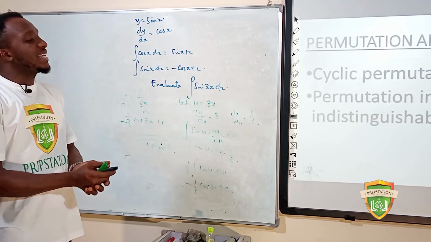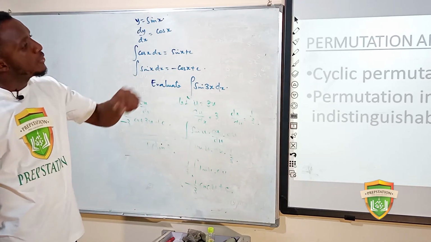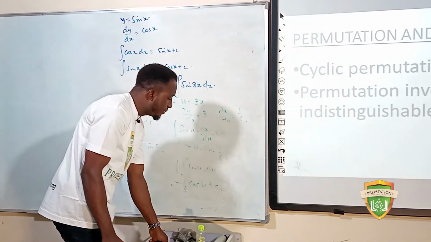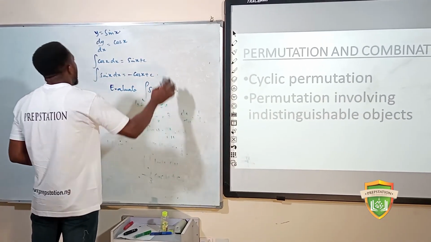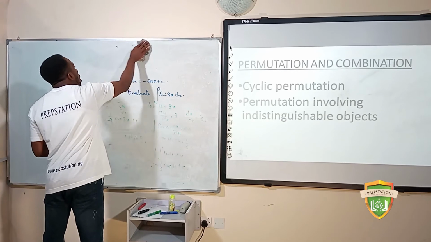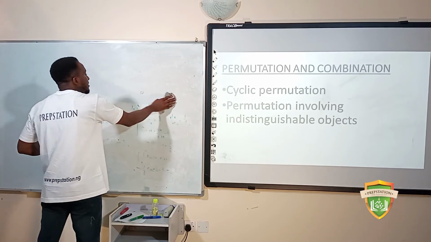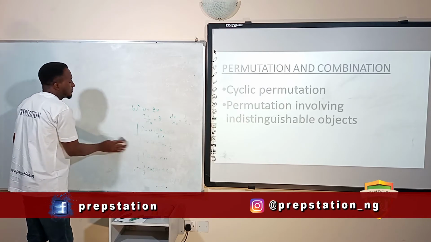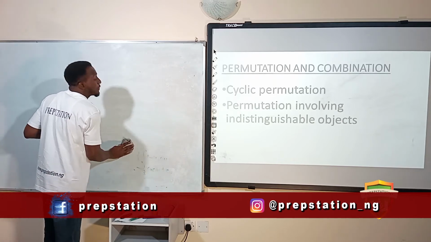Okay, so the last but not the least topic we're going to consider right now is permutation and combination. Here we're going to talk about cyclic permutation and also permutation involving indistinguishable objects. I want you to pay attention because permutation and combination is not in your mathematics syllabus, so I want you to pay rapt attention to this. Now when we talk about permutation, we're talking about arrangement.